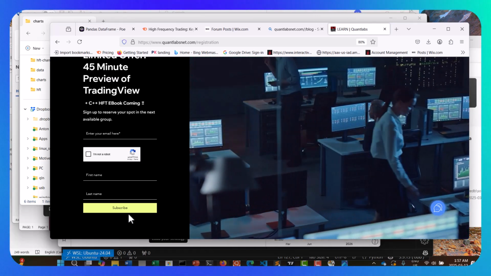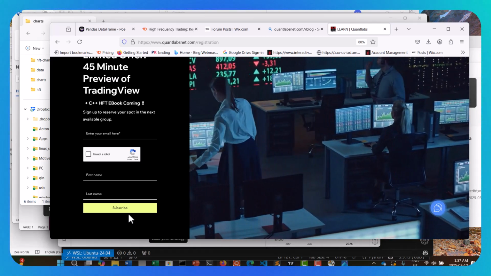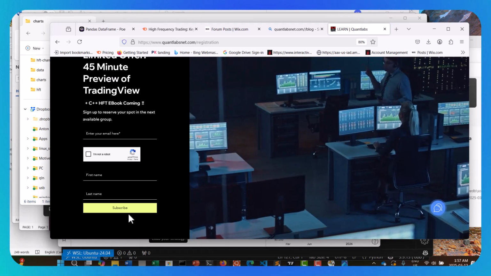And as I said before in prior videos, the data is pretty expensive. So I'm trying my best to mimic it as close as I can on a budget.